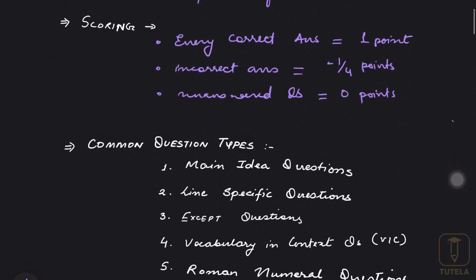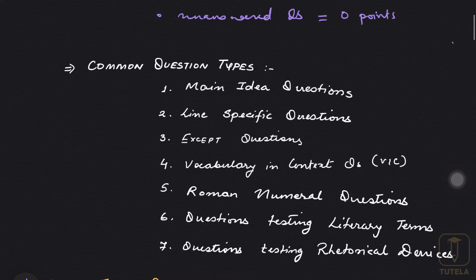Now let's move on to the common question types that are often seen on the SAT subject test literature. The first type of question is the main idea questions, followed by line-specific questions, then except questions, and of course vocabulary and context questions. Fifth type is Roman numeral questions. Sixth, questions testing literary terms. And seventh, questions testing rhetorical devices. So we will be discussing all of these questions in detail in the section below.